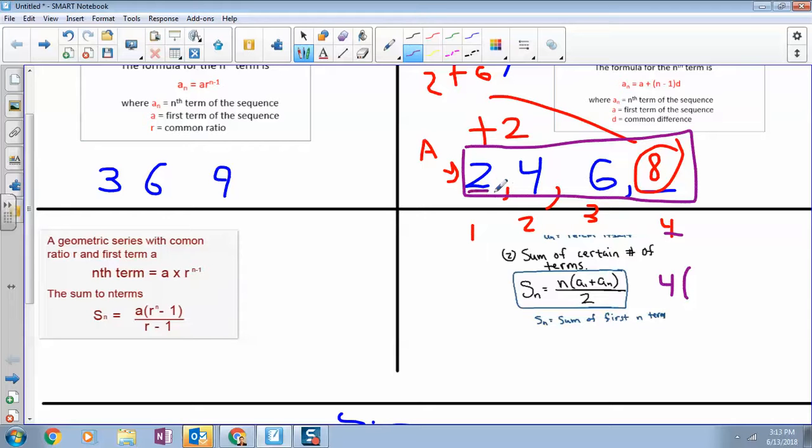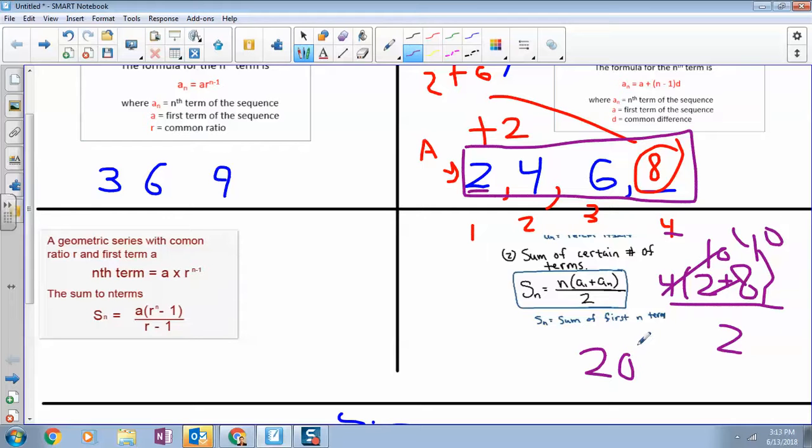So the a to the first is 2, and then a to the nth is 8. So we get 2 plus 8, alright, all over 2. So once again, 2 plus 8 is 10. 4 times 10 is 40. 40 divided by 2 is 20. So the sum of the first 4 terms is 20. Let's see if we did it right. 2 plus 4 is 6. 8 plus 6 is 14. 14 plus 6 is 20. So the sum of those first 4 terms is 20.